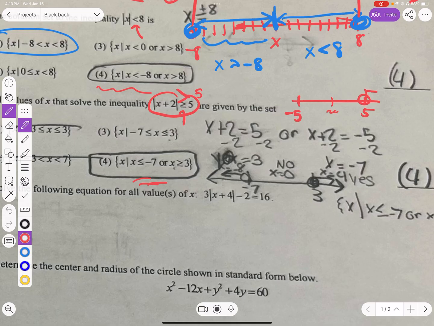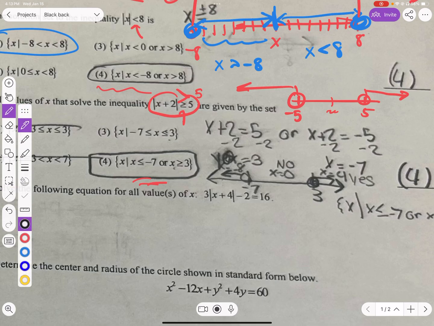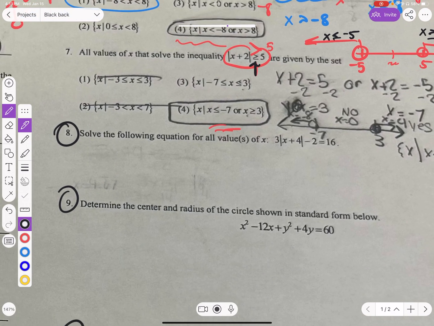That means I want things that are out here and I want things that are out here. If this is where I'm measuring from, these points are more than 5 units away from this position. And so to describe this, that's the answer you chose: the x's that are smaller than -5 and x's that are greater than +5, and equal to because of that equal to symbol right there. All right, so that one you did just fine on.